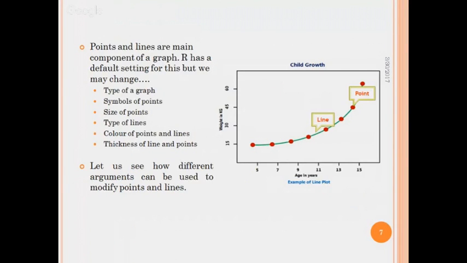Just look over here at what kinds of things you can change. The type of graph, I can modify it. Symbols of points: in this particular image, you can see that the points are displayed using circular red color points. Fine. If you want to display, in place of these red circles, a star, or some other kind of symbol, let's say a square, or some alphabet, let's say A or B, all these kinds of changes I can do in my graph.